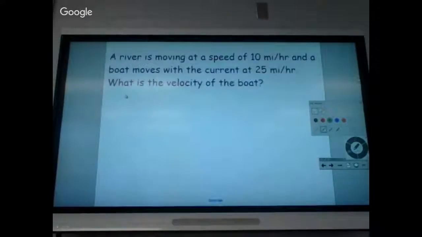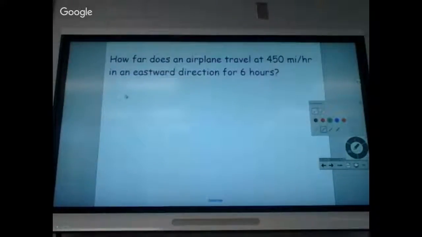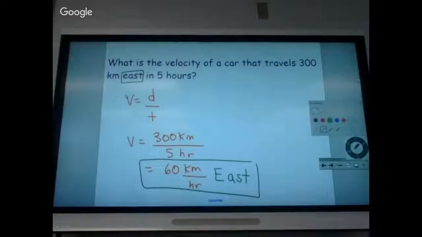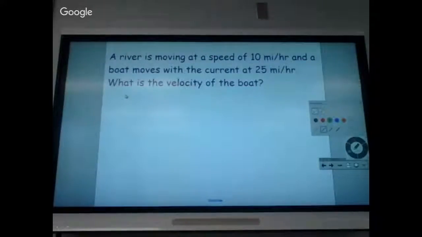Now, that's the last one we're going to do today. Now this one is a combining velocity one. So we're on a river. We're moving at a speed of 10, and the boat moves with the current at 25. What's the velocity of the boat?